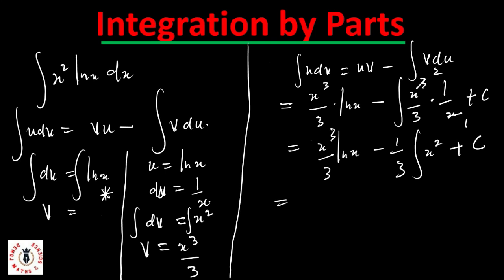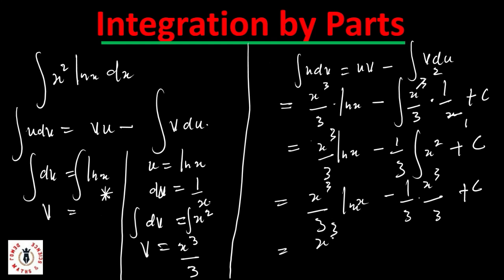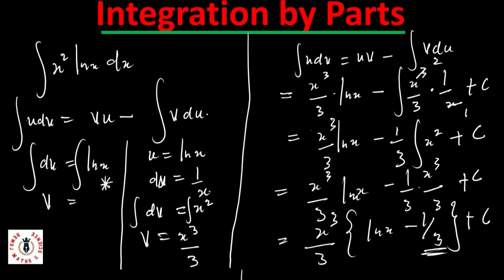So finally, that will be the same thing as x raised to power 3 over 3 ln x minus 1 over 3 dot x raised to power 3 over 3 plus c. If you look closely, I have x raised to power 3, I have x raised to power 3, and I have 1 over 3, 1 over 3. So I can factorize so that this becomes x raised to power 3 over 3 into ln x minus 1 over 3, plus c.